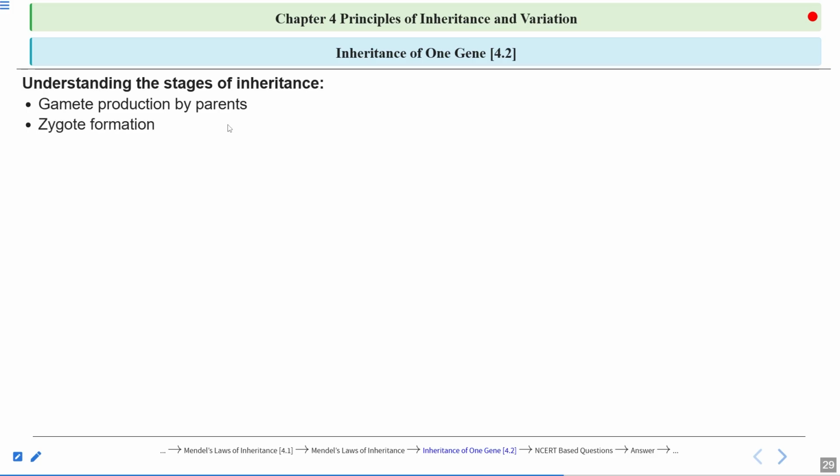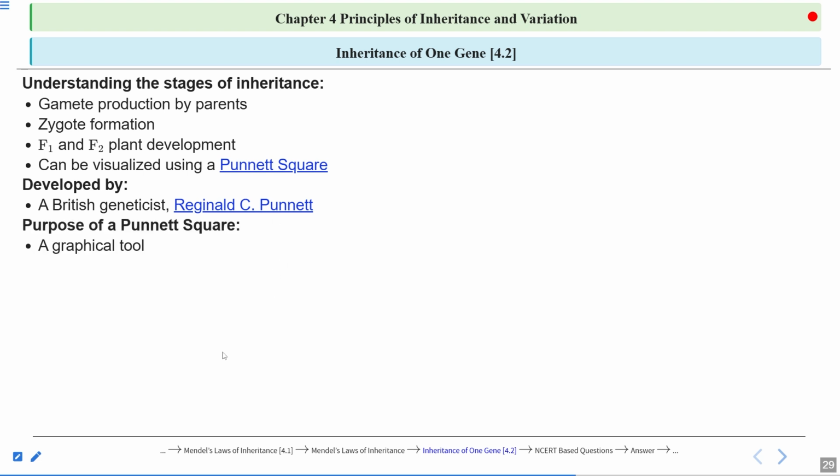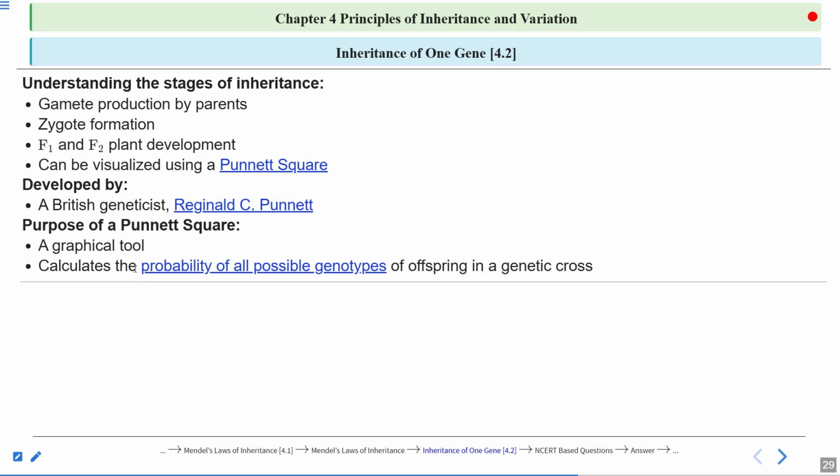Okay, so gamete production by the parents, zygote formation, F1 and F2 plant development, these can be understood using the Punnett square. So these can be visualized using a Punnett square. This was developed by a British geneticist, Reginald C. Punnett. That's why the name Punnett square. What is the purpose of the Punnett square? First of all, it is a graphical tool. It calculates the probability of all possible genotypes of the offspring in a genetic cross. So remember this. This is the purpose of the Punnett square. All the possible genotypes of the offspring in a genetic cross can be calculated using a Punnett square.